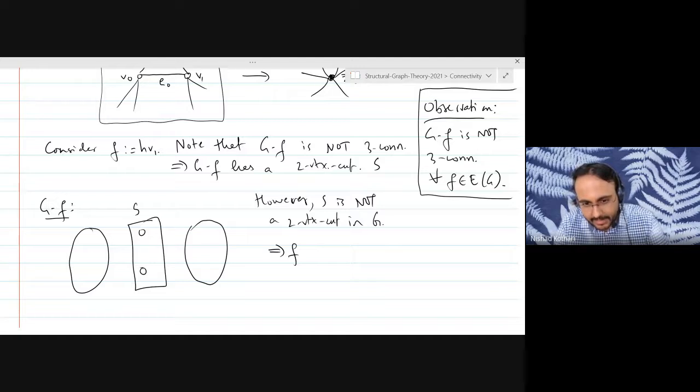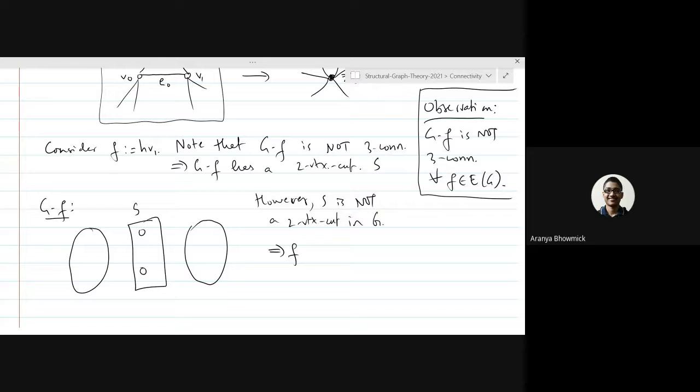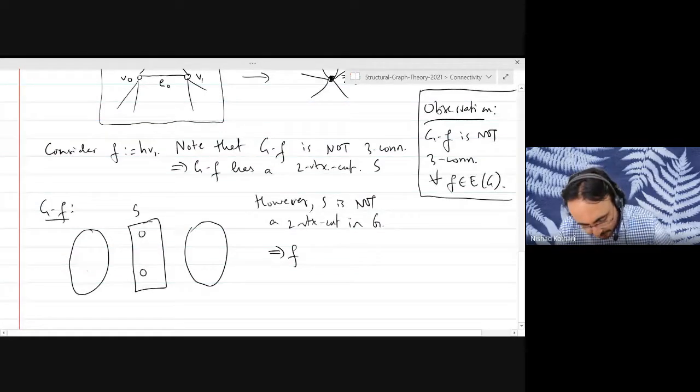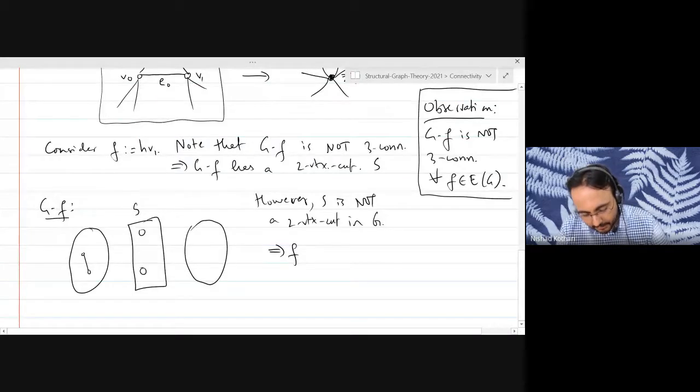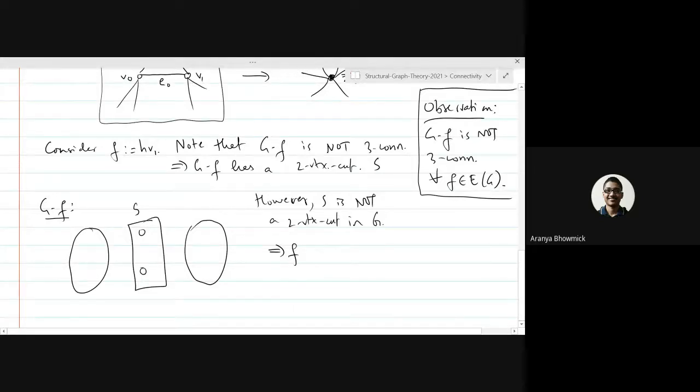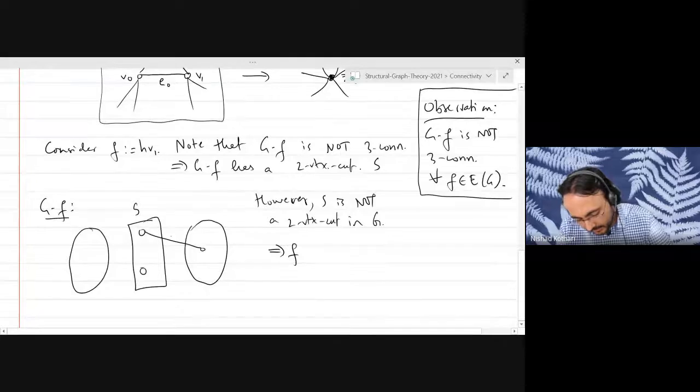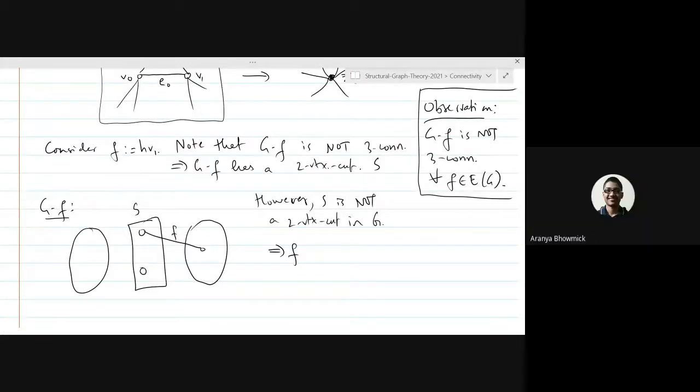Can somebody tell me where is this edge F? The endpoints of F must be either in the same component. No, that can't be. If both endpoints of F are here, this would be a two vertex cut in the original graph. So I think one endpoint would be in the set S and the other endpoint would be in some component. No, if it is like this, it is still a two vertex cut. Both the endpoints must be in the set S. No, then it is still a two vertex cut.